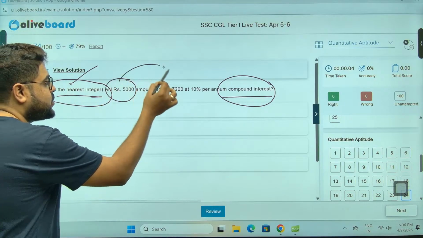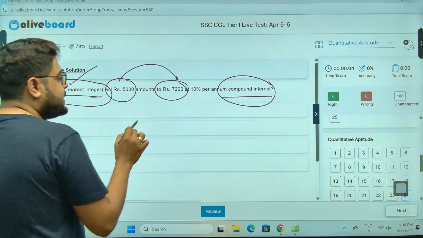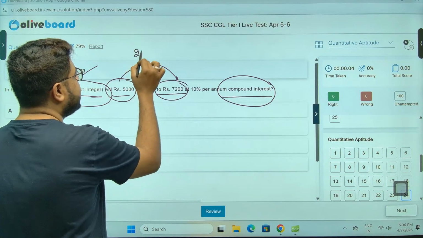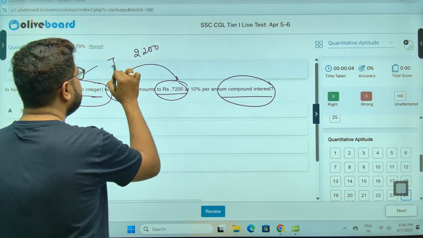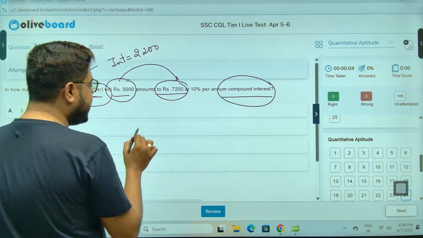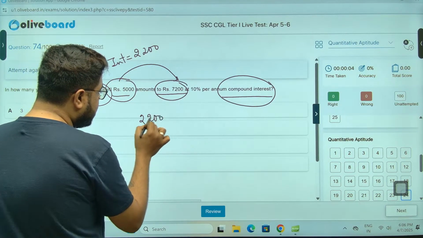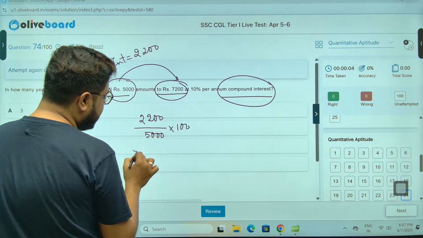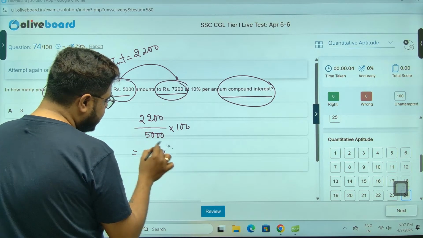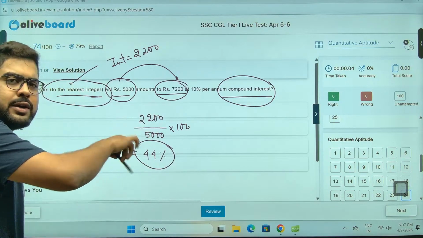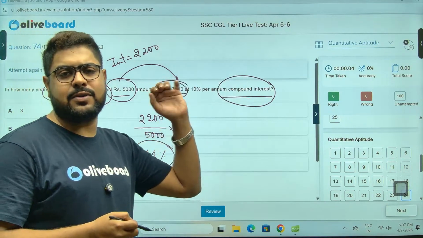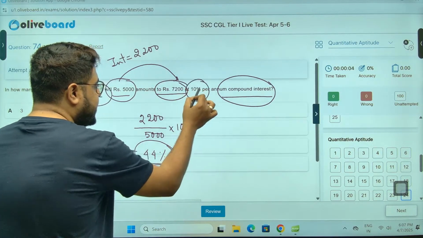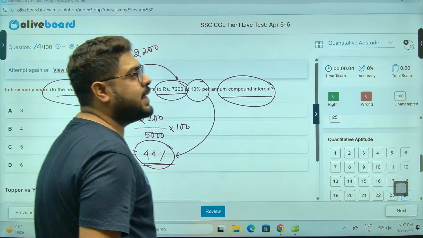5,000 rupees amounts to 7,200. Sir, how much is the percentage? 5,000 to 7,200 means, sir, interest is 2,200. Interest is 2,200, meaning percentage is 2,200 out of 5,000 into 100. So it is coming out to be 44%. You see, 5,000 meaning 4,400 out of 10,000. 4,400 out of 10,000 means 44%. Now, sir, 10% per year. In how many years will you be getting 44%?